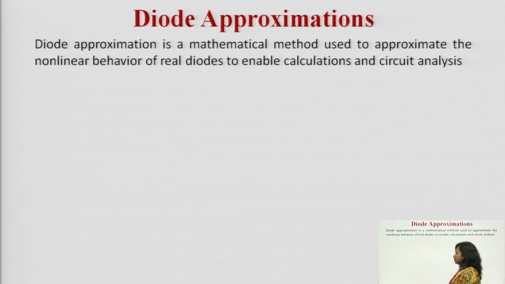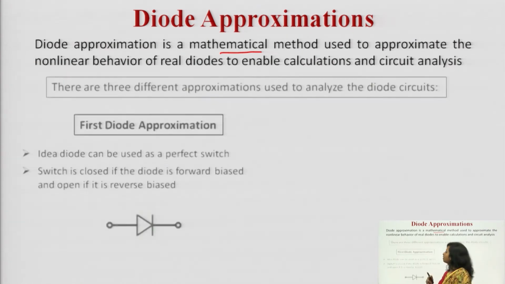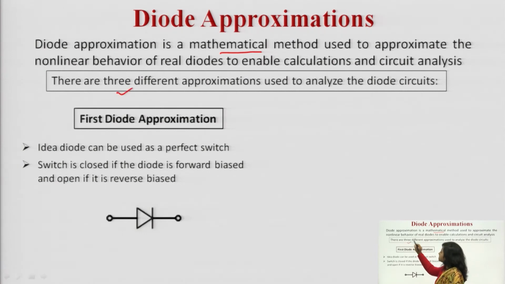Diode approximation, this is the second topic. There are three possible approximations of a diode which can be applied, which you must remember. Diode approximation is a mathematical method which is used to approximate the diode. Three different approximations, as I have told you. The first approximation is the case of the ideal diode. Here the diode can be used as a perfect switch.